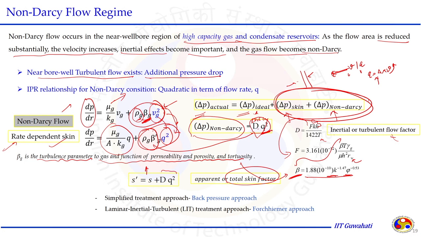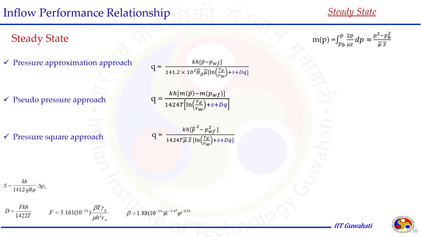This expression of S and DQ squared for the skin factor and the non-Darcy effect will be utilized when we are expressing our IPR equation in a more generalized form, in the empirical form. In fact, the back pressure approach and the Forchheimer approach account for the skin factor and the non-Darcy factor. So the IPR equation will get modified for the steady state case.